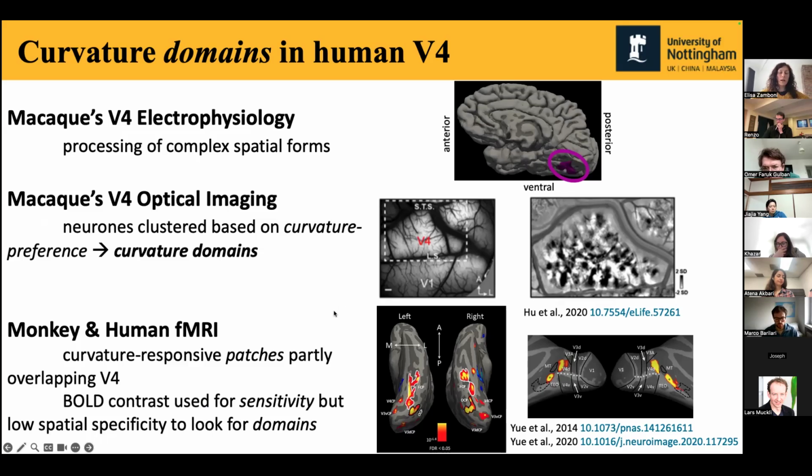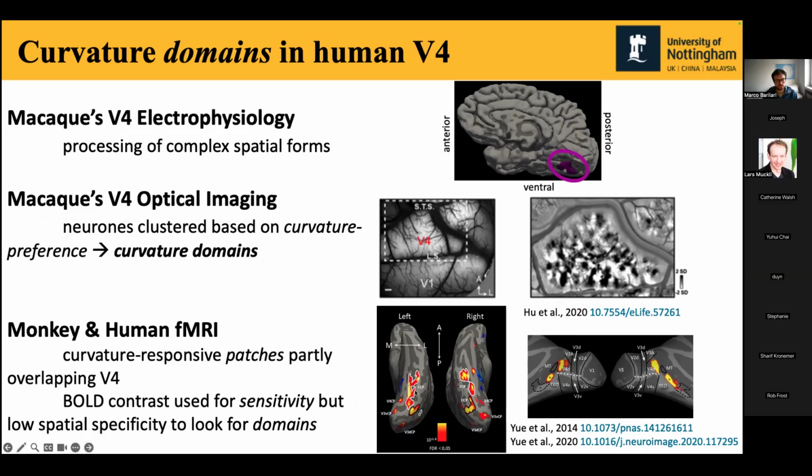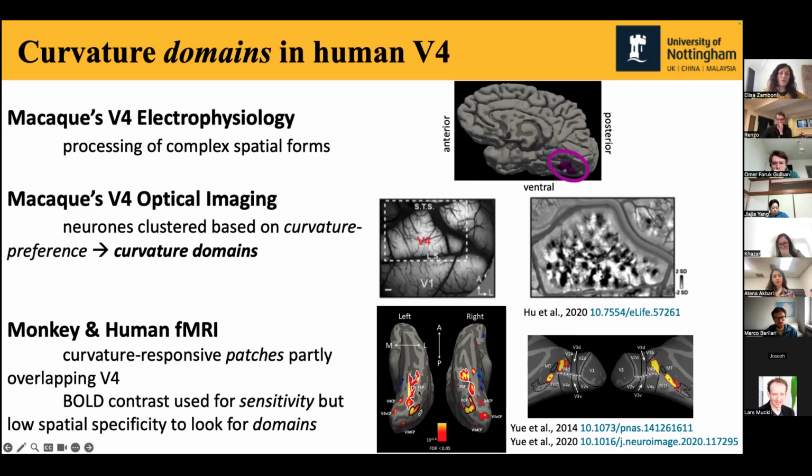Now, in humans, there have been fMRI studies looking at processing of curvature information in the ventral pathway. They have observed curvature response patches along the ventral stream, and some of these patches also overlapped with area V4. However, these studies all used BOLD fMRI, and the resolution was not high enough to tease apart domain level organization.